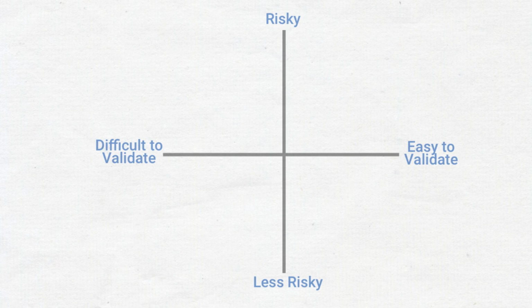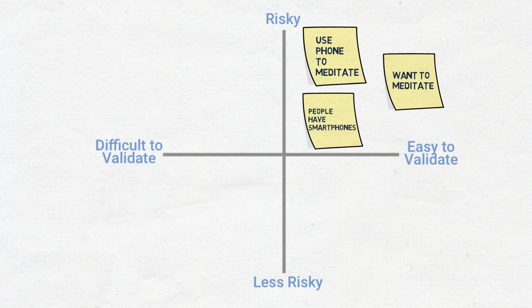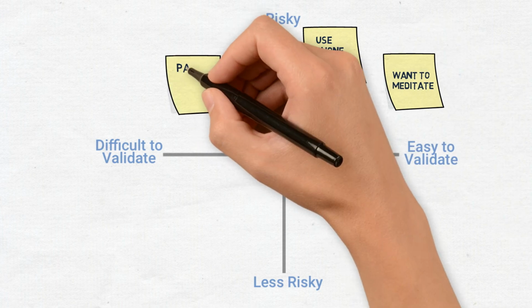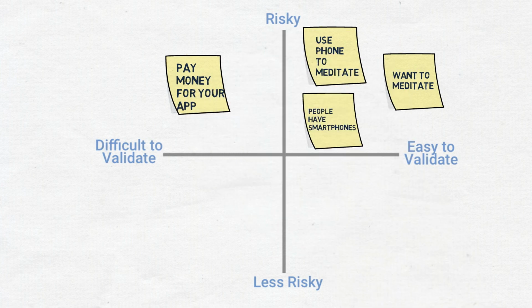Let's say you're building a meditation app and you want to test out your assumptions. The first assumption is that people want to meditate, and people want to use their phones to meditate. This is risky and easy to validate through qualitative and market research. A risky and difficult to validate assumption is that people will pay money for your meditation app. Regardless of how many people you ask, will you be willing to buy this app? When it comes down to actually buying the app, they may not want to part with their own wallets.